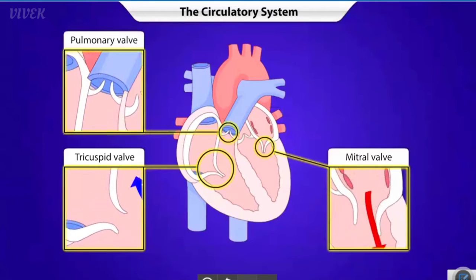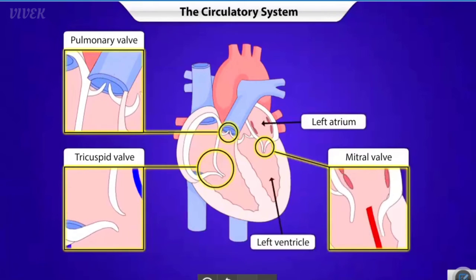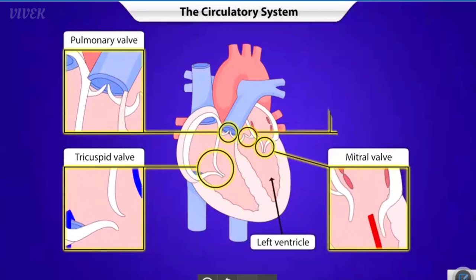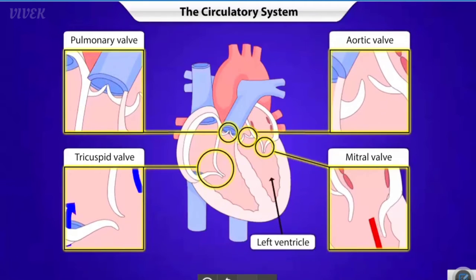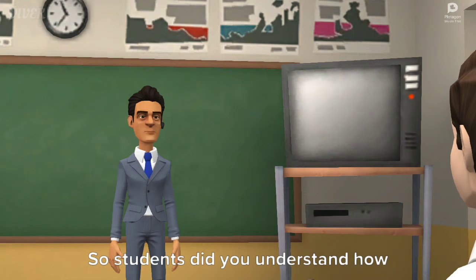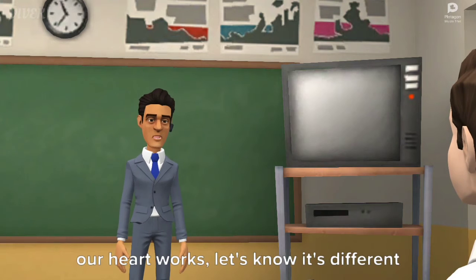The mitral valve, also known as the bicuspid valve, allows blood to flow from the left atrium into the left ventricle. Finally, the aortic valve controls the flow of blood into the aorta from the left ventricle. So students, did you understand how our heart works? Let's know its different parts.